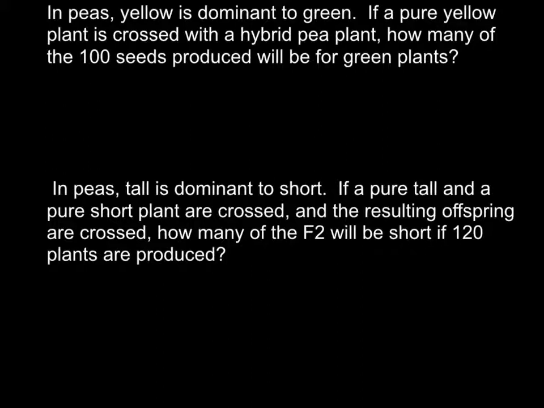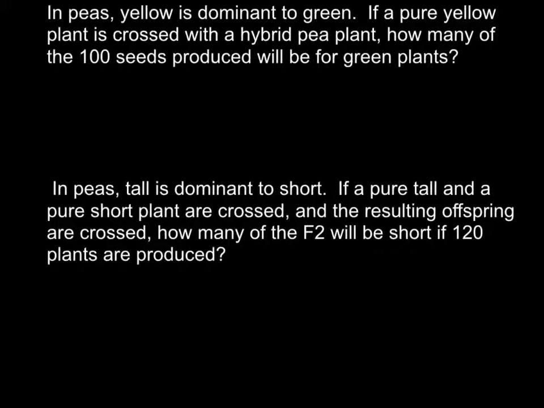The first problem is, in peas, yellow is dominant to green. If a pure yellow plant is crossed with a hybrid pea plant, how many of the 100 seeds produced would be green plants? And let capital A stand for the dominant allele.